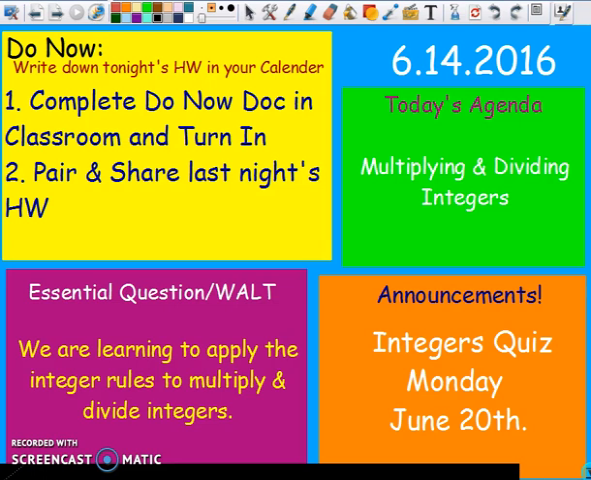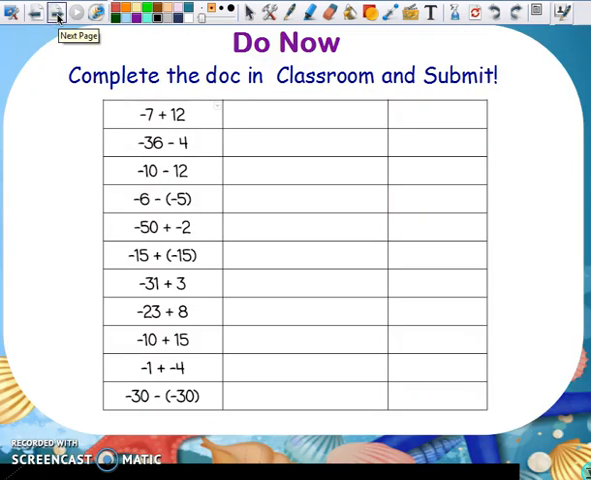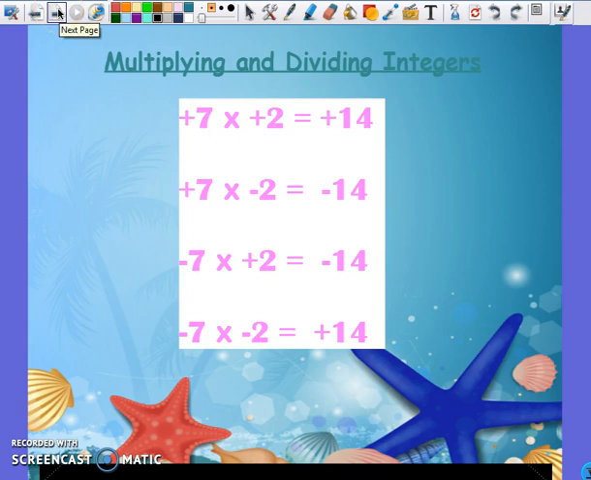Your quiz will be on Friday. The do now should have already been submitted. So today we are multiplying and dividing integers, and as you could see, at this time while you're completing this, you should be also completing the Cornell notes that were given to you.